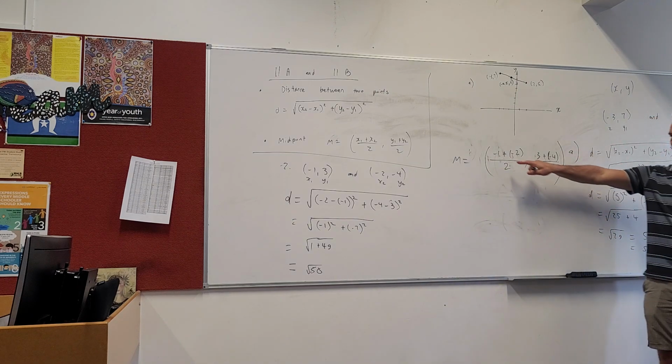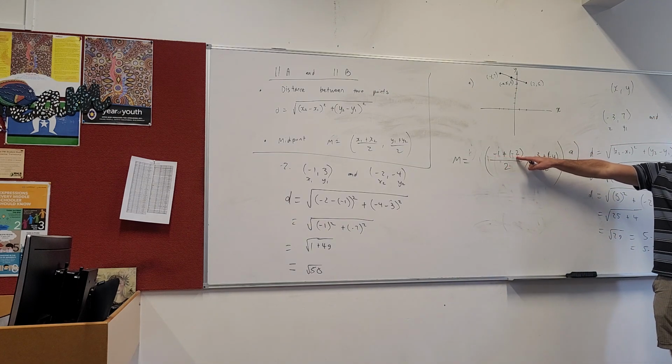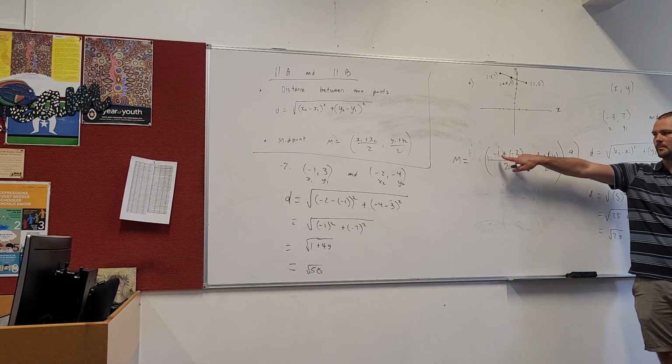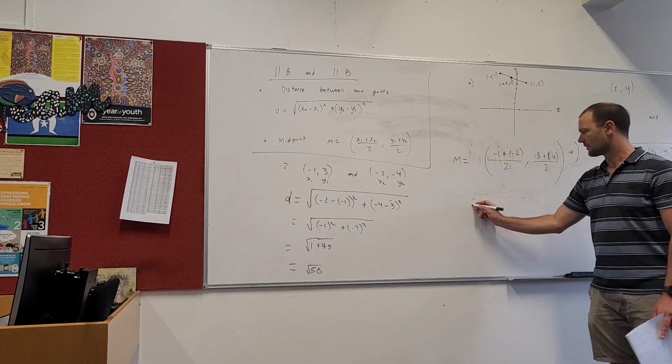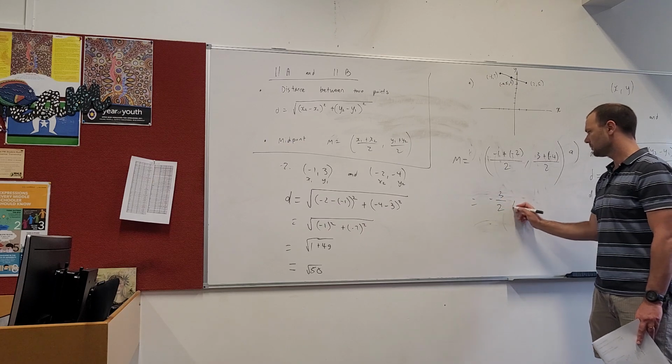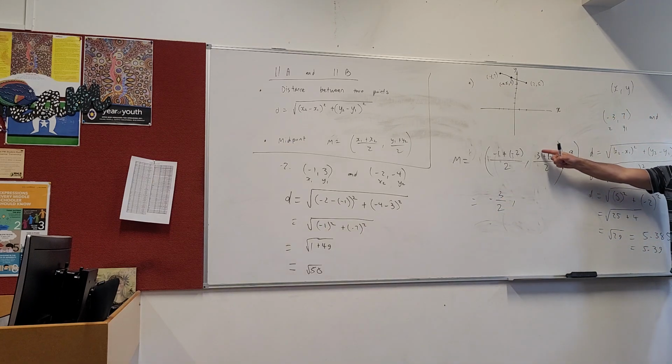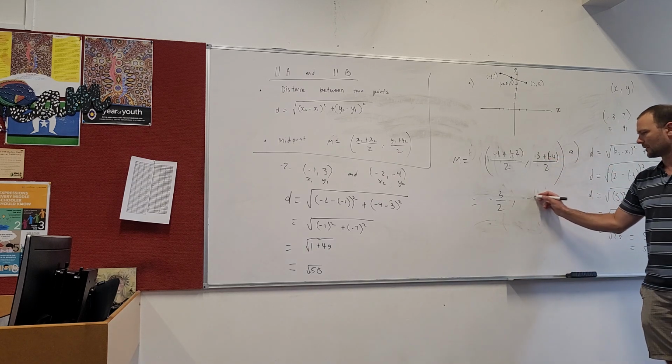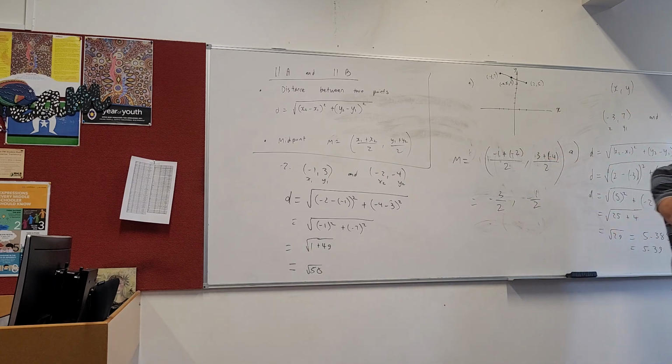And then we're just going to process it. Minus 1 plus minus 2. That's the same as minus 1 take 2. That's going to be minus 3 on top of 2. And we have 3 plus minus 4. That's the same as 3 take 4. It's going to be minus 1 on top of 2.